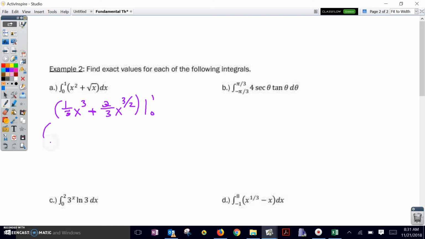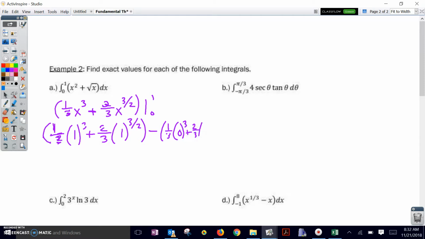Alright, so I've got 1/3 times 1 cubed plus 2/3 times 1 to the 3/2 minus 1/3 times 0 cubed plus 2/3 times 0 to the 3/2. And now I do my calculations. This ends up being 1/3 plus 2/3.